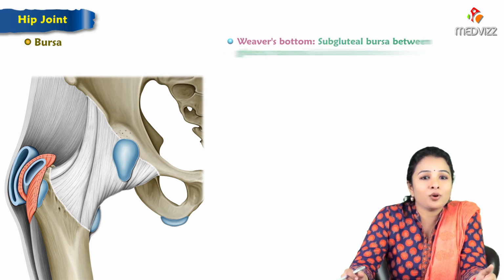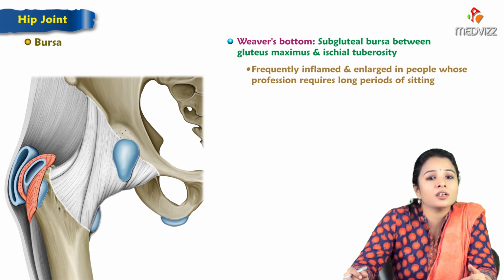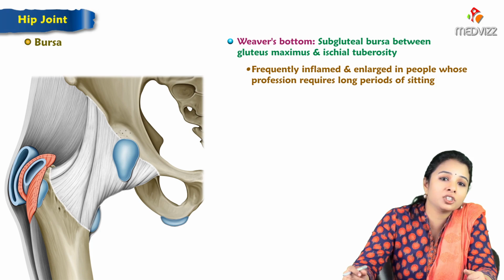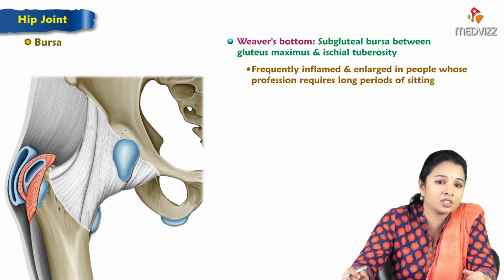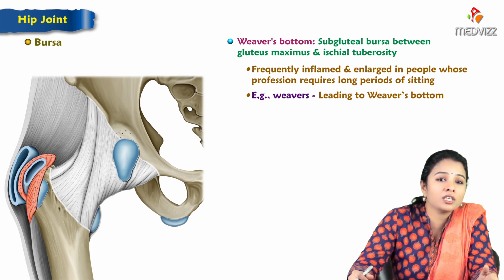Next we shall discuss weaver's bottom, where the subgluteal bursa, that is the bursa between the gluteus maximus and ischial tuberosity, frequently gets inflamed and enlarged in people whose profession requires long periods of sitting. Example, weavers who sit for a longer time. Here the subgluteal bursa gets inflamed, causing inflammatory bursitis, leading to a clinical condition called weaver's bottom.